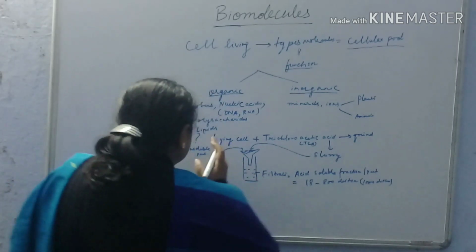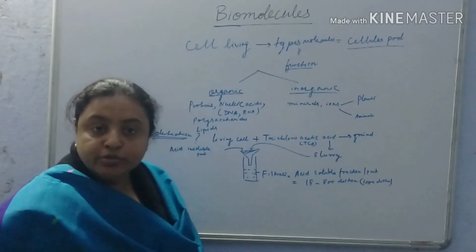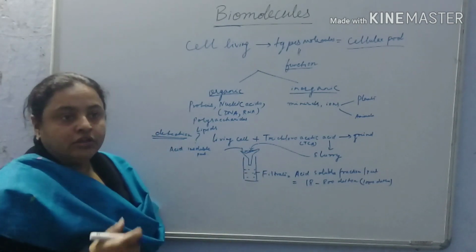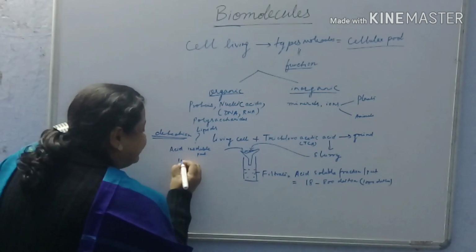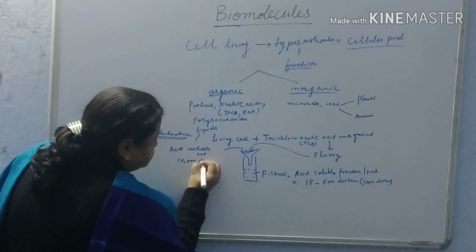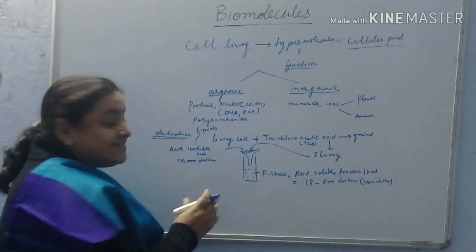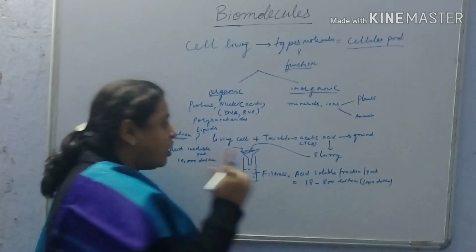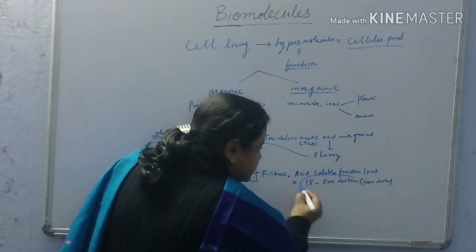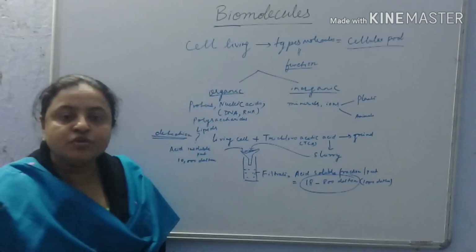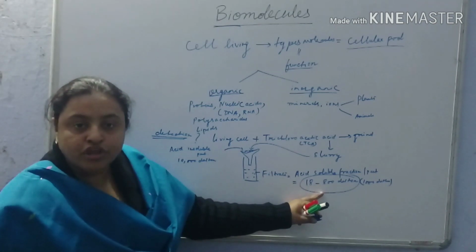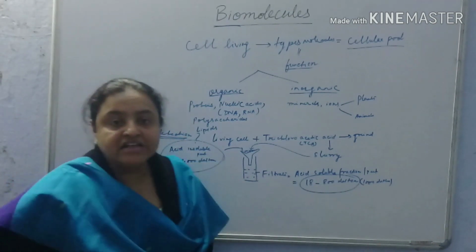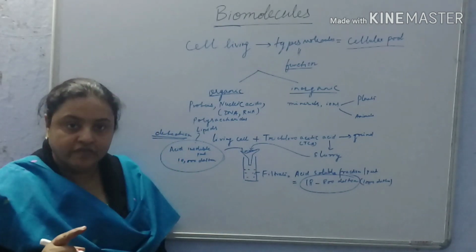And this portion, which is the acid insoluble part, has the molecules which have the molecular weight of more than 10,000 Dalton. So this is a method of separation of biomolecules on the basis of molecular weight. You see, this is the fraction which has the molecules having a lower molecular weight, and the acid insoluble part has molecules having higher molecular weight.